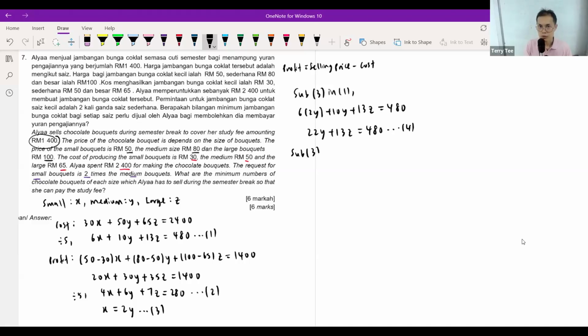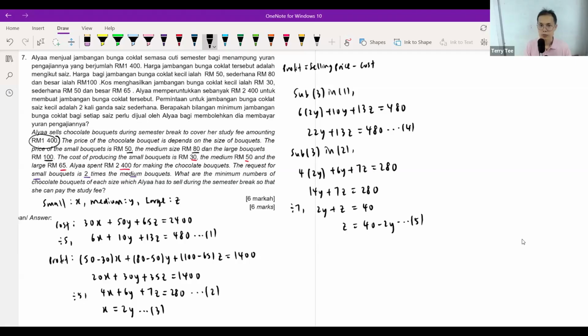We can also substitute equation 3 inside equation number 2. Your x is 2y, so 8y plus 6y is 14y, plus 7z. The result is 280. Now we can simplify this further by dividing everything by 7. 2y plus z equals 280 divided by 7, which is 40. Make z the subject: z equals 40 minus 2y. Call this equation number 5.